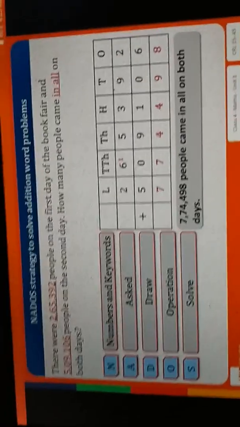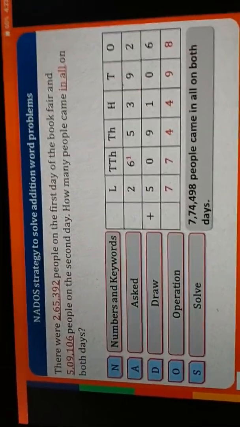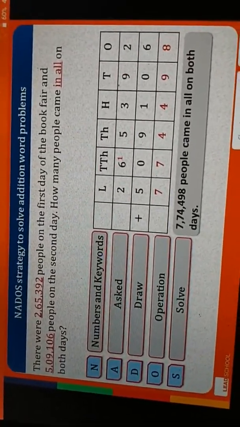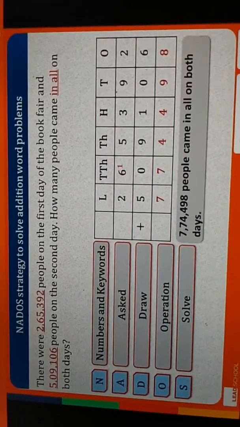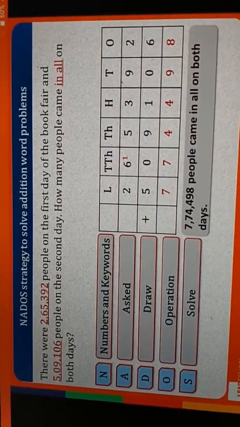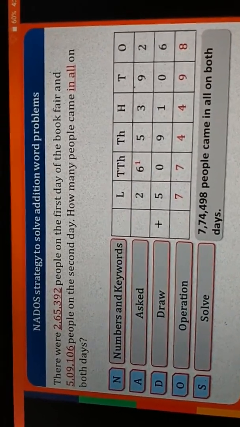Now students, I'll give you one problem; you have to write this in your maths notebook. Your time starts now, students. After that we have to recall all the things.